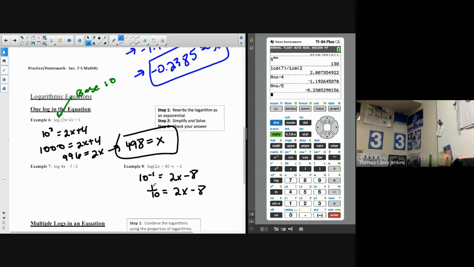So add 8 to both sides. That would give me 8 1/10, or 81/10, or 8.1. Then we're going to divide both sides by 2. So that's going to give me, in this case, 81 over 20, or an equivalent decimal.